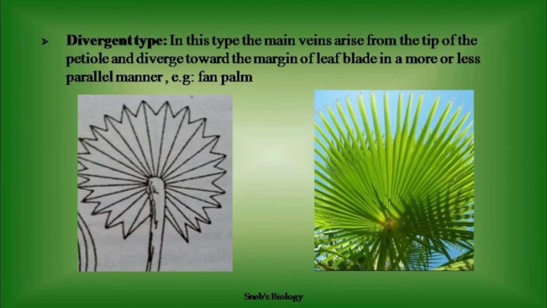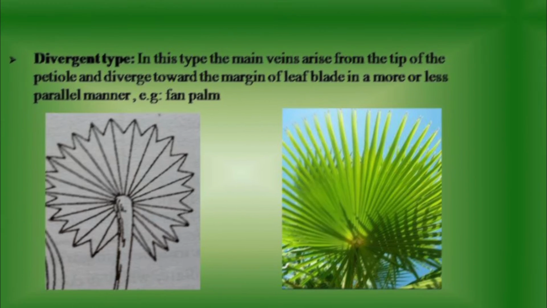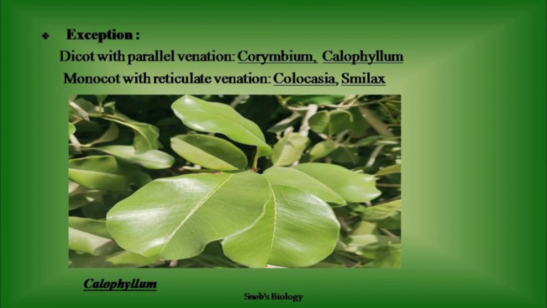Next is divergent type. In this type, the main veins arise from the tip of the petiole and go in different directions, and the branches are going to be parallel. Again, no network; there are many main veins and they are going in different directions. For example, fan palm. So now we will take some exceptions.